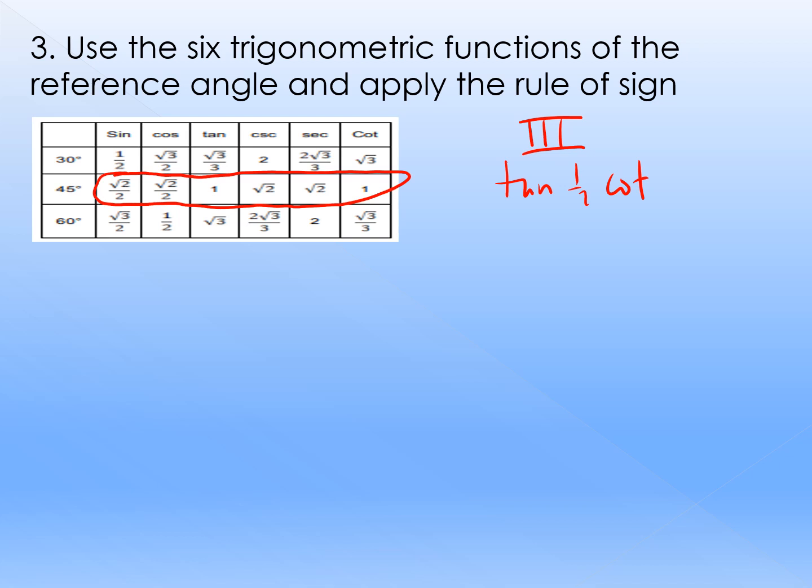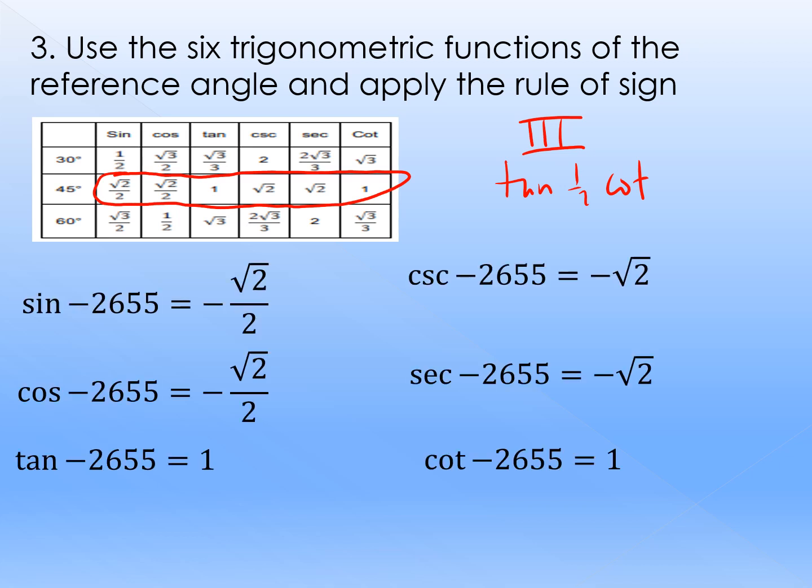Let us now find sine of negative 2655, which is equal to square root of 2 over 2. We just simply copy square root of 2 over 2 for cosine, 1 for tangent, square root of 2 for cosecant, square root of 2 for secant, and 1 for cotangent. Now, after writing the 6 trigonometric functions pertaining to the reference angle, what are we going to do? Apply the rule of sine.